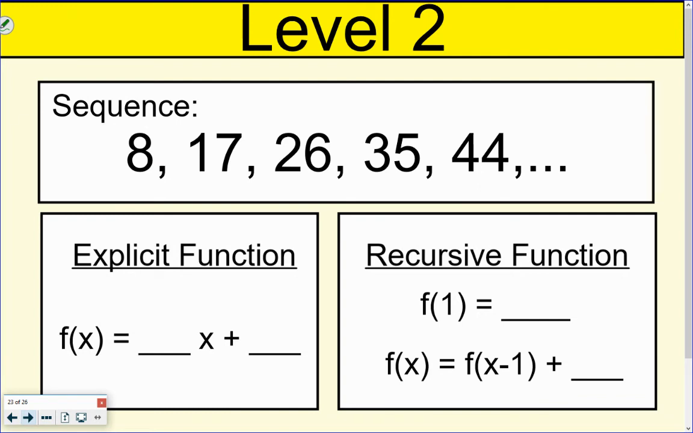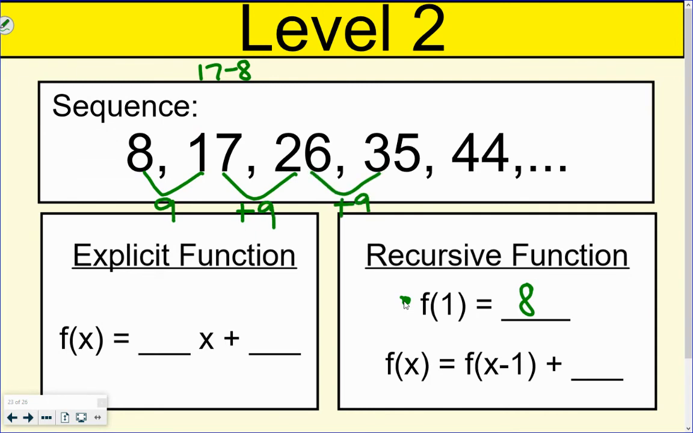F of 1, what is my first term? That's where I like to start, right here. Hey, it's 8. Next thing I like to look for is my constant difference because I can fill it into both formulas. How do I get from 8 to 17? If I'm not sure, I go 17 minus 8, and that is 9. Then I check it. Hey, am I adding 9?